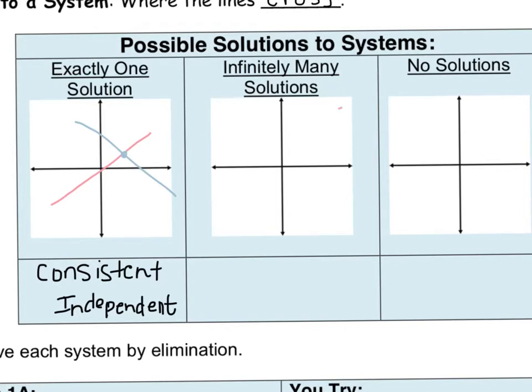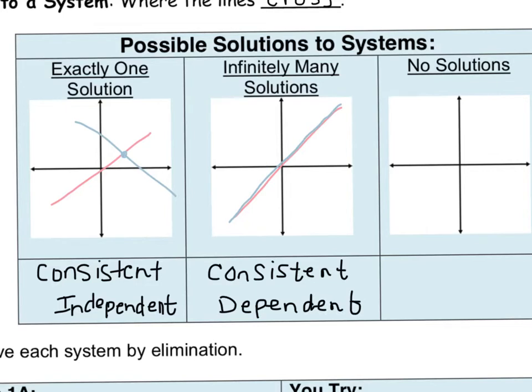Your two lines might be right on top of each other, in which case there are infinitely many solutions, and it's called consistent and dependent. And lastly, your lines could not cross at all because they're parallel. That kind of solution does not exist, and it's called inconsistent.